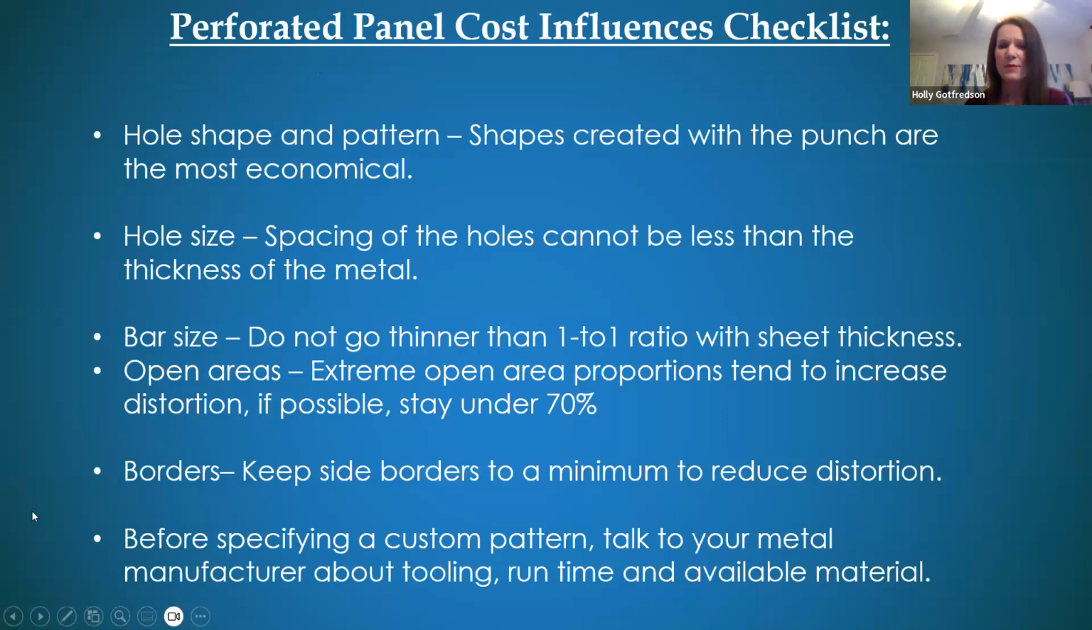So just some things to keep in mind as you're thinking about perforations for your project: the hole shape and pattern. The shapes created with the punch are going to be the most economical. Hole size: the spacing of the holes can't be less than the thickness of the metal. Again, we want to avoid anything getting too brittle, too thin, that could break. The bar size, exact same reason. Don't go thinner than the 1-to-1 ratio with sheet thickness. Really think about your percentage open. Definitely try to stay under 70% so that we're not weakening that metal too much.